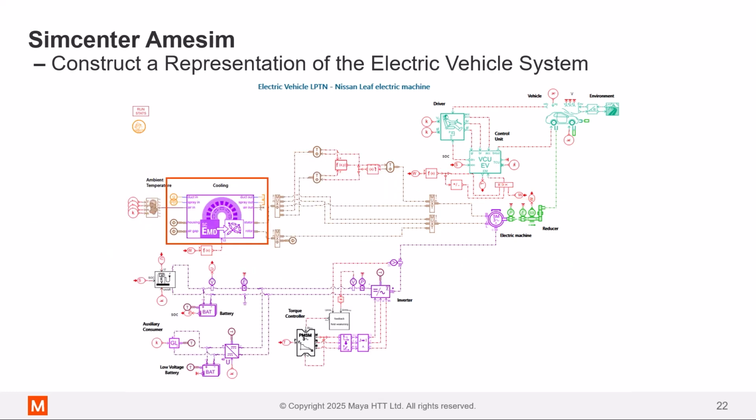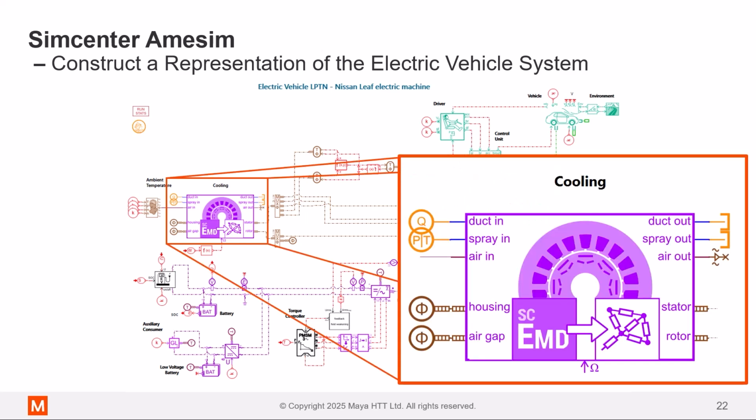Our final component to highlight in the electric vehicle system is the cooling system of the electric motor. This component will determine whether we can remove the heat and keep the motor operating within an acceptable temperature range. This is a very specialized component called a supercomponent. It is a comprehensive lumped parameter thermal network, or LPTN, and it's used for portraying the thermal behavior within the motor.